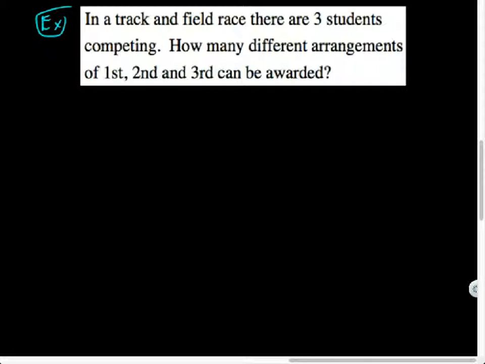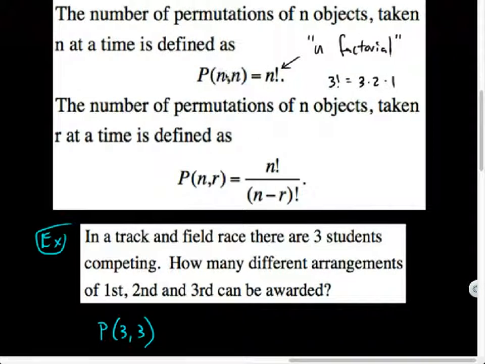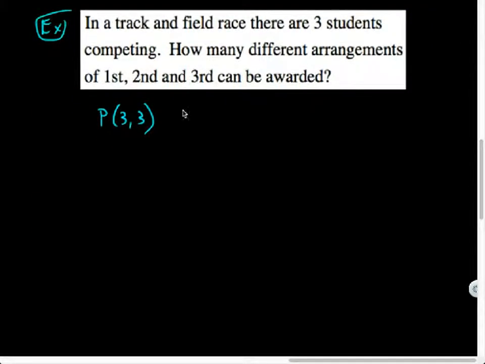It says in a track and field race, there are 3 students competing. How many different arrangements of first, second, and third can be awarded? So there are 3 competitors. I'm arranging them into 3 slots. So this would be permutation 3, 3, which means I could use the first formula, because those are the same number. And so this is going to equal 3 factorial, or 3 times 2 times 1, or 6 possible arrangements. And order matters if it's first, second, and third. So that's why it would be 6 possible ways.